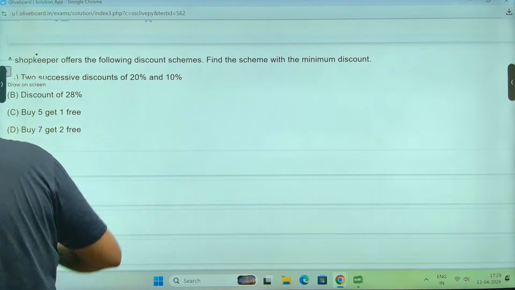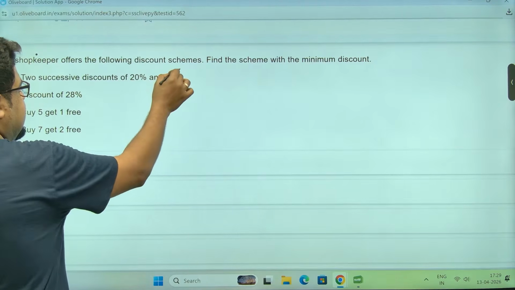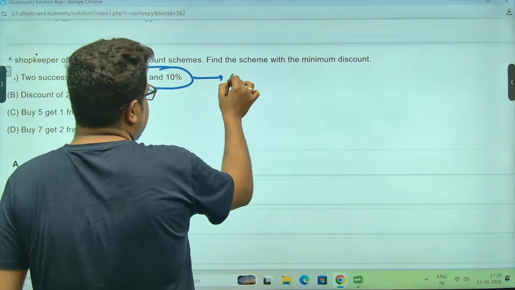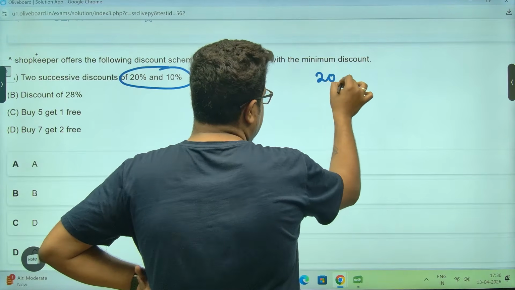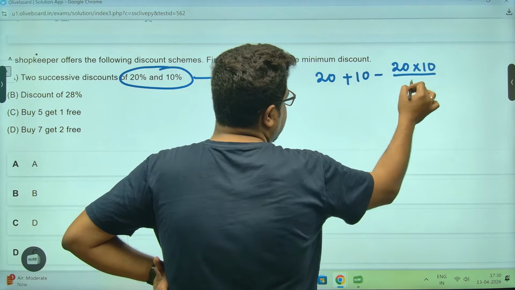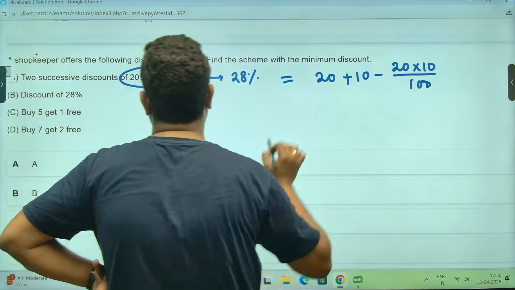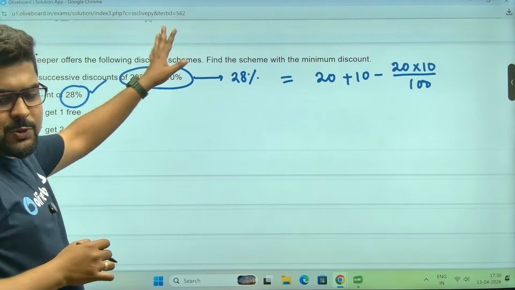Next one, please. Sir, minimum discount scheme. Sir, 20 and 10%. Again, you should directly now say 28%. Again, if you don't know, I'm showing you. A plus B minus A into B by 100. That's how you get 28%. Discount of 28%. Both are same. Meaning these two cannot be the answer.